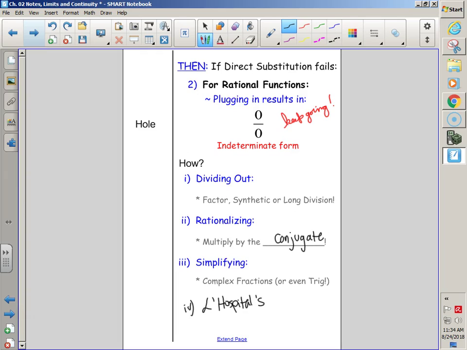Should we ever have to worry about synthetic or long division? No, because if you can't factor it, what are you going to do? When you say things wrong, they don't come out right when you need them to. L'Hôpital's. Okay, pause. Shh. Crazy hospital infection.